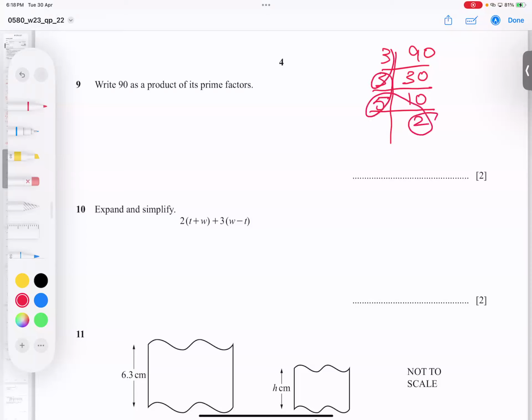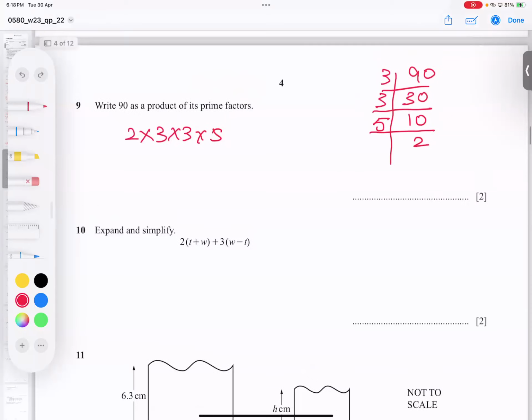And these numbers are the answer. You can write in any order, but I write small to big: 2 into 3 into 3 into 5. This is a product of what? Prime factors. These are all prime numbers. You know it very well. I have shown it just above the question, the previous one.